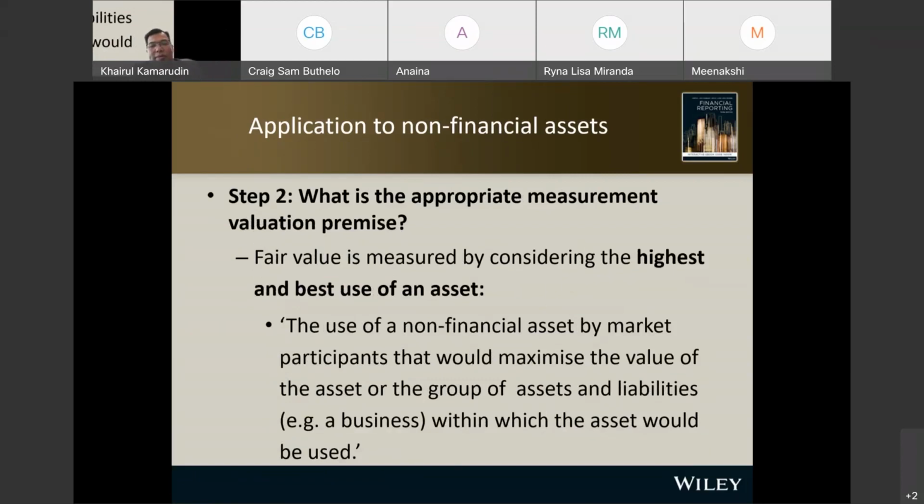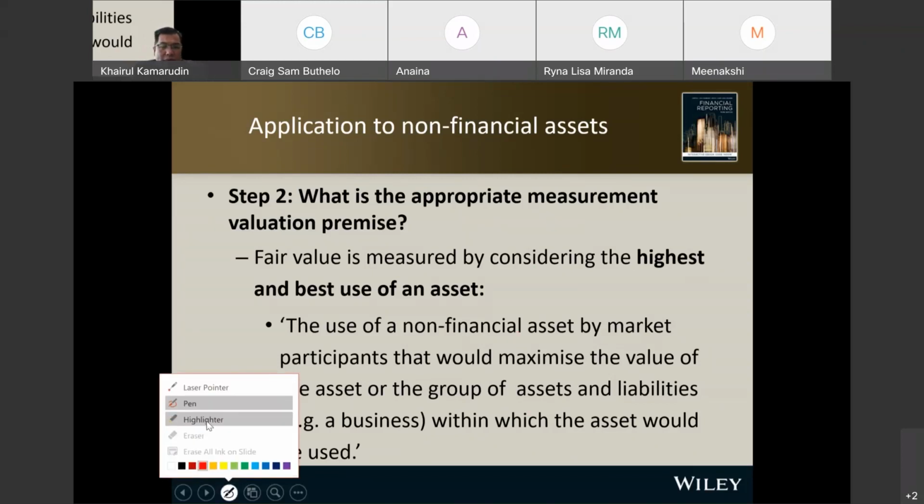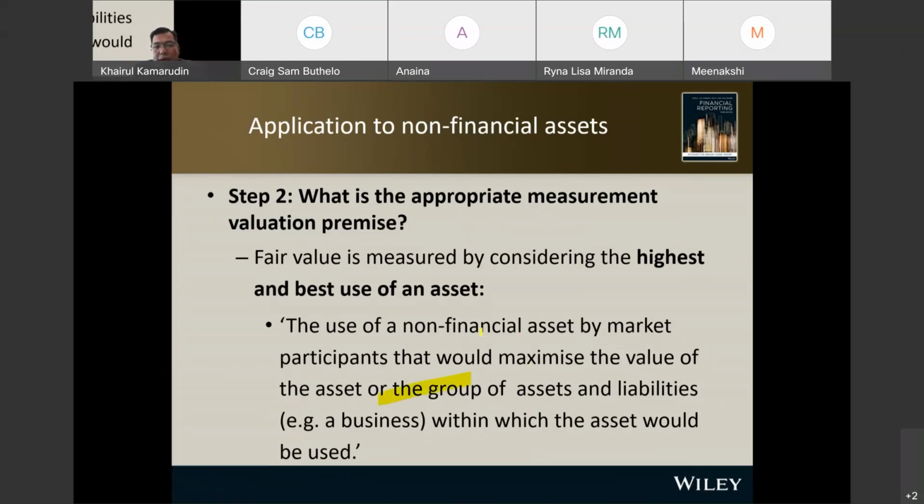What is the appropriate valuation premise? The fair value is measured by considering the highest and best use of the asset. So the use of the non-financial asset by market participants would maximize the value of the asset or the group of assets within which the asset would be used. So that is how we are going to do that. The highest and best use of assets.